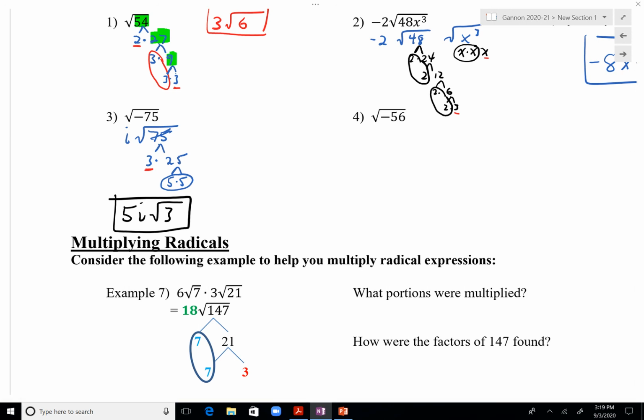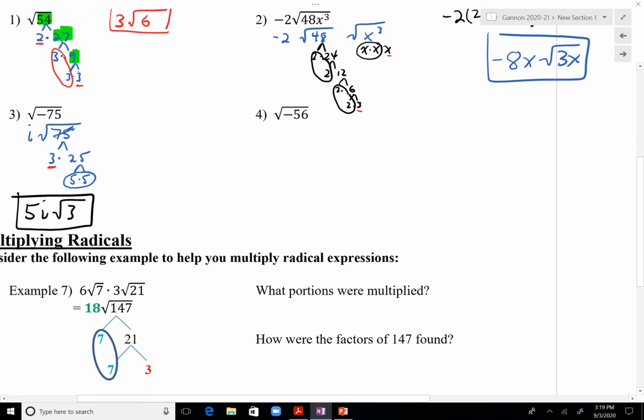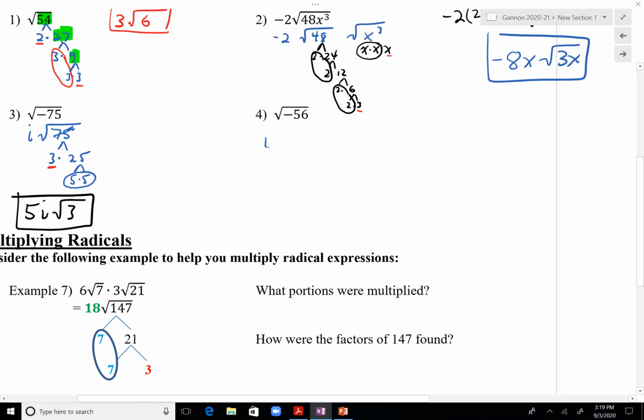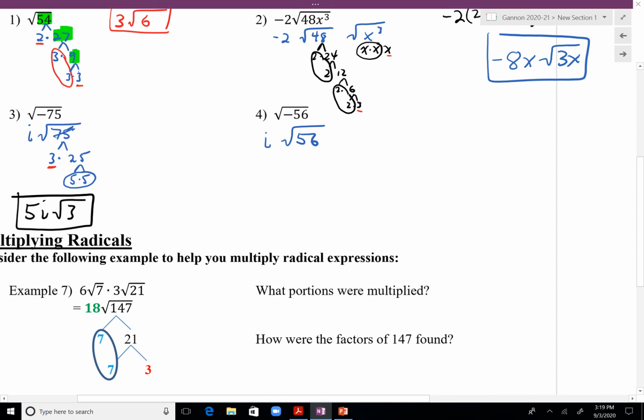And in example number 4, again, we have that negative underneath the radical. So the first thing I'm going to do is take out the i. So I'm going to rewrite this as i square root of 56. Then I'm going to work on my factor tree.